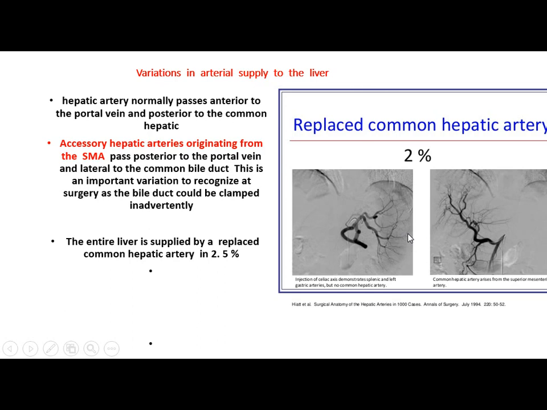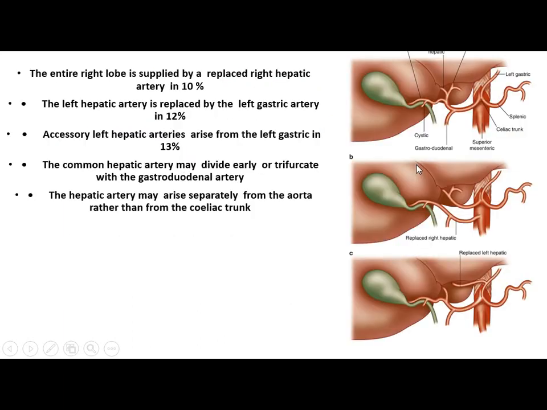What's the difference between a replaced hepatic artery and an accessory hepatic artery? When you say replaced, the original is not present. When you say accessory, it means an additional artery: the original artery is present and an accessory one is superadded. While with the replaced, the original one is not present and it originates from somewhere else. Get it? A replaced common hepatic artery occurs in about 2.5% of people.